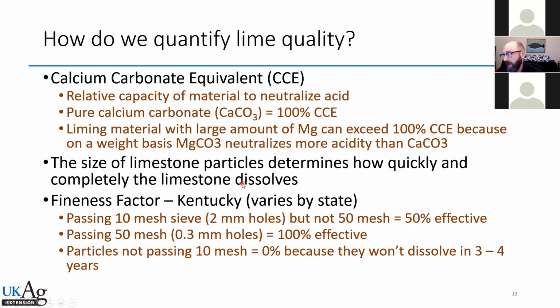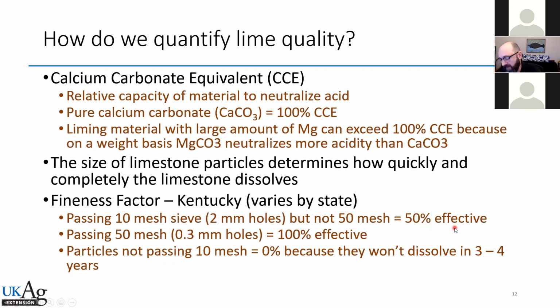The size of limestone particles also determines how quickly and completely the limestone dissolves. So really coarse stuff isn't going to break down this year or next year, and so we do a fineness factor. Every state has a little bit different way of doing this, so if you get your lime out of Ohio or something like that, it might be a little bit different. Not a big deal. But we look at it and say if it passes a 10 mesh sieve, which is a 2 millimeter hole, pretty small, but not a 50 mesh sieve, then it's 50% effective. So it's less than 2 millimeters, but it's bigger than that 50 mesh, which is 0.3 millimeters.